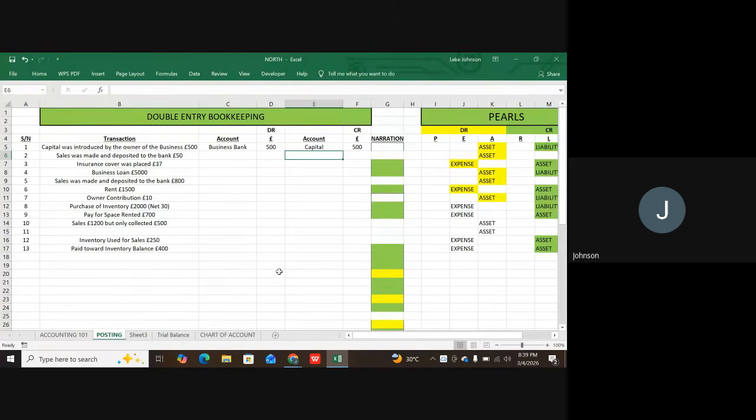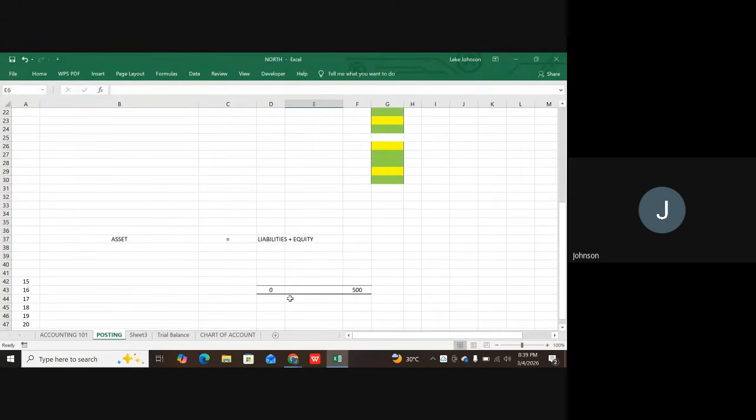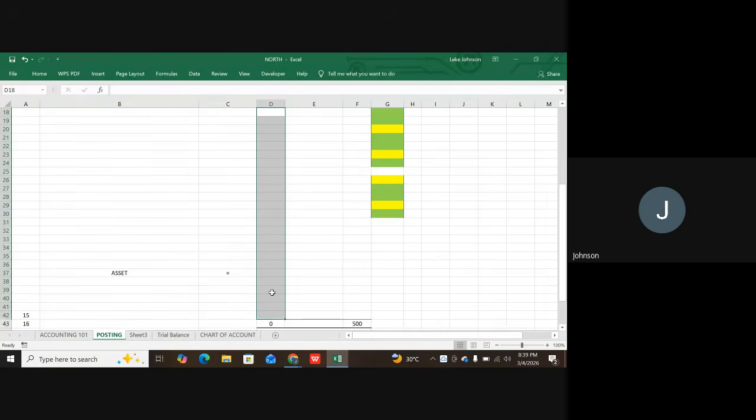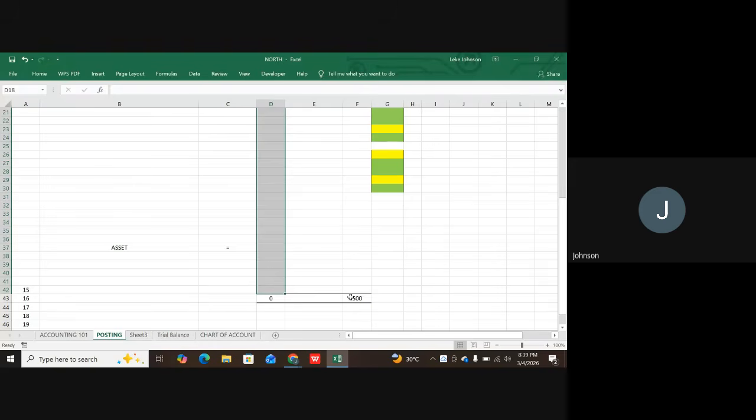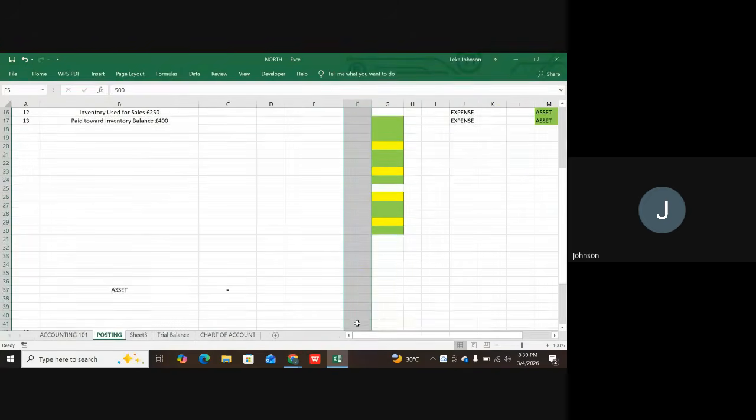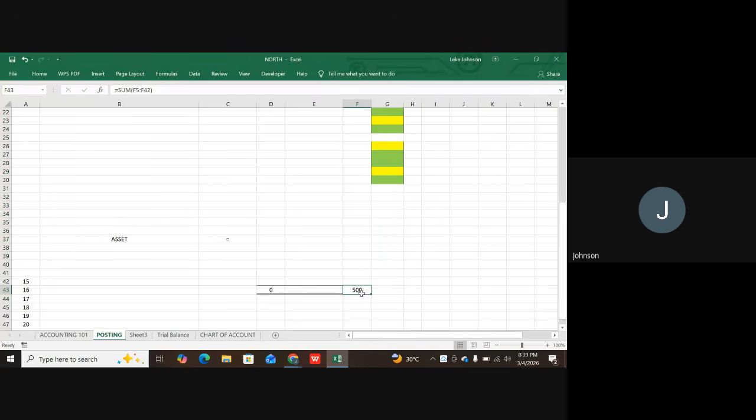So let me see what is wrong. The totals should actually agree. Okay, there is something in the way. Let me cancel this. Okay, yeah, so that is what is actually the issue. I'm going to copy this formula here and put it in this other place so that everything will be summed properly.